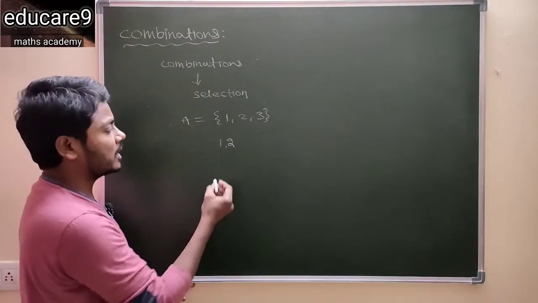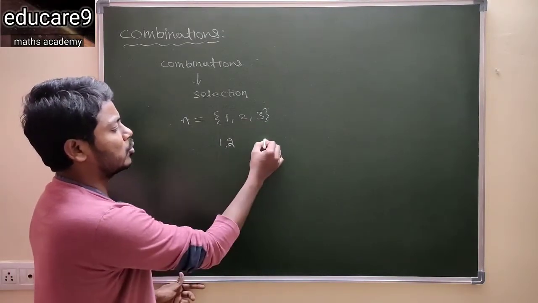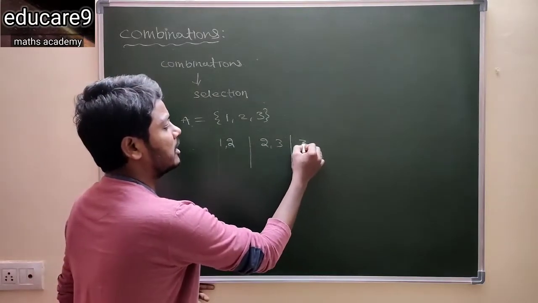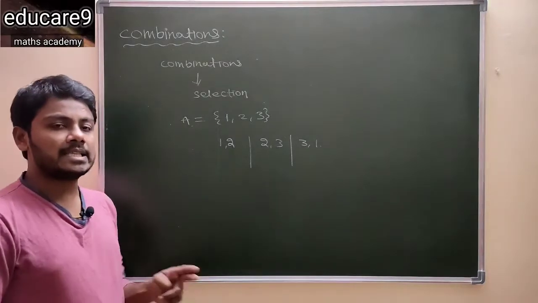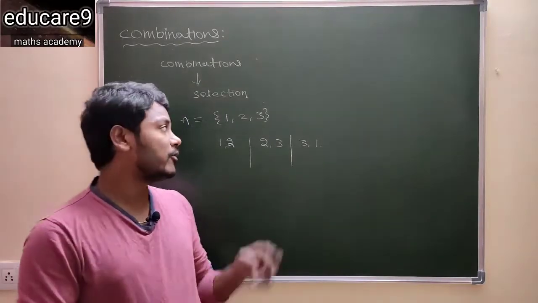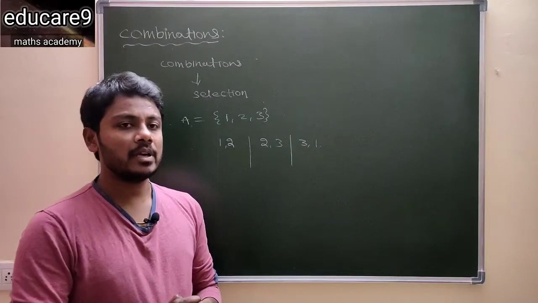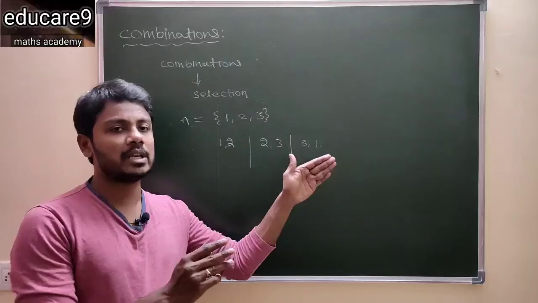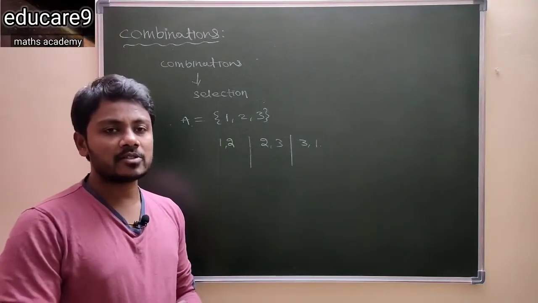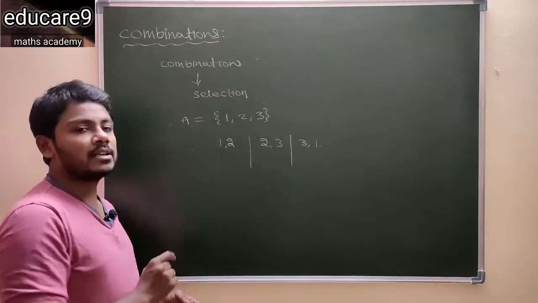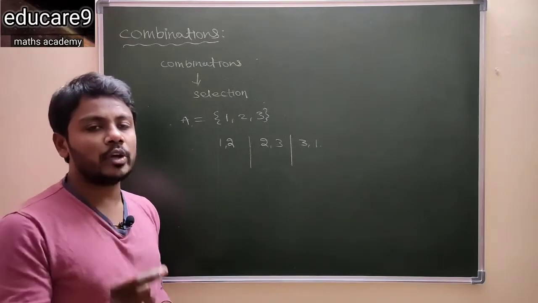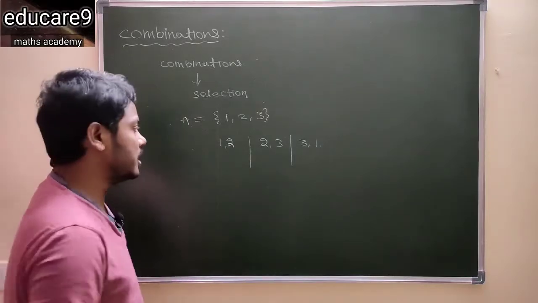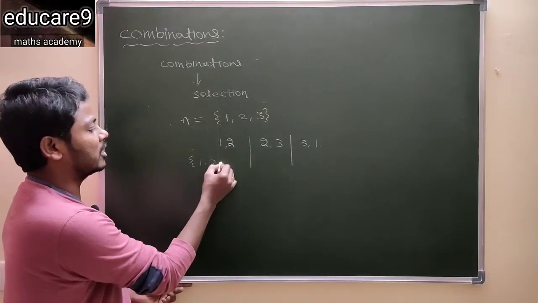1 comma 2, next 2 comma 3 and next 3 comma 1. So these are the selections of 2 digits from the 3 digits. Selection of 1 2, 2 1, 2 3, 3 2, 3 1, 1 3. So these are the same. Simply these are sets of 2 elements, that is, subsets of a given set.